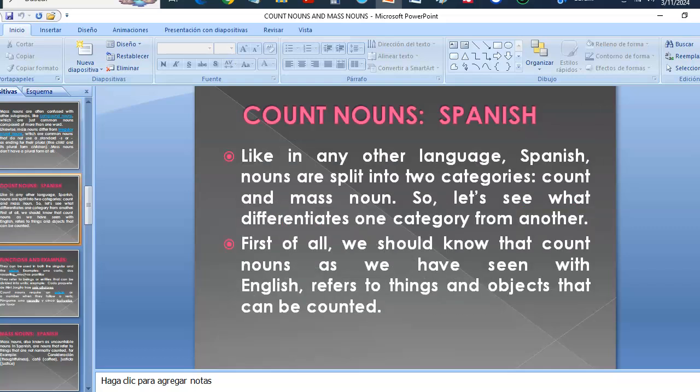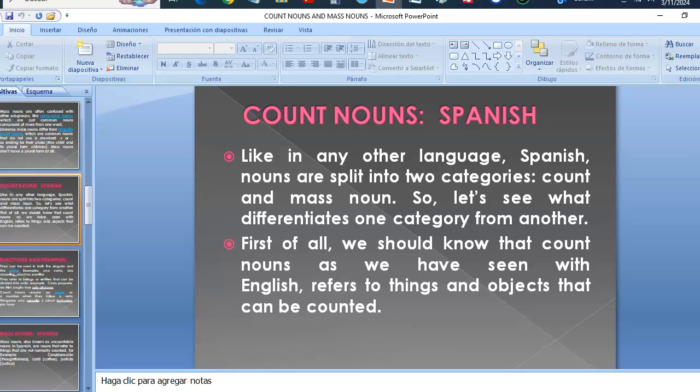Moving to Spanish, you will find out that Spanish count nouns and English count nouns are pretty much similar. They don't have too many differences. And you will see what I mean when we go to the comparison and contrast in this video, but first we focus on count nouns in Spanish.